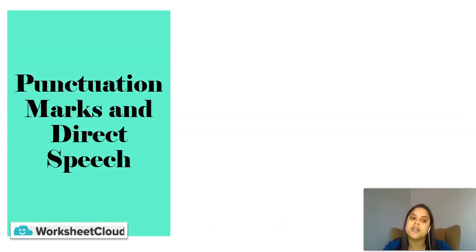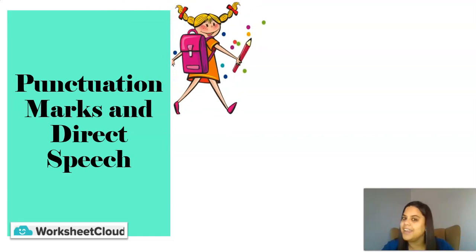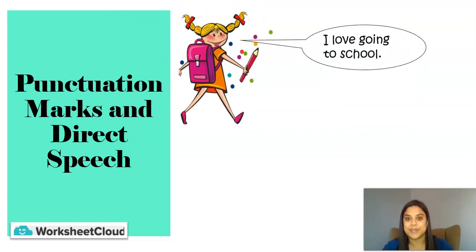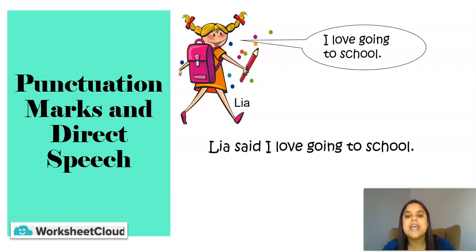So, punctuation marks and direct speech. This is important when you are busy with direct speech, grade 4s, because it indicates how you can identify it. And also, when you are asked to do it in an assessment, you must be able to write in direct speech. So, here's a girl. "I love going to school." And this girl's name is Leah. This is exactly what Leah is saying. I love going to school. So we are going to punctuate what she is saying. Leah said, "I love going to school." So that is exactly what Leah said.